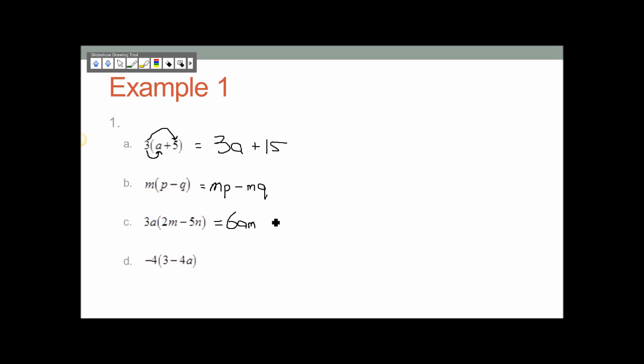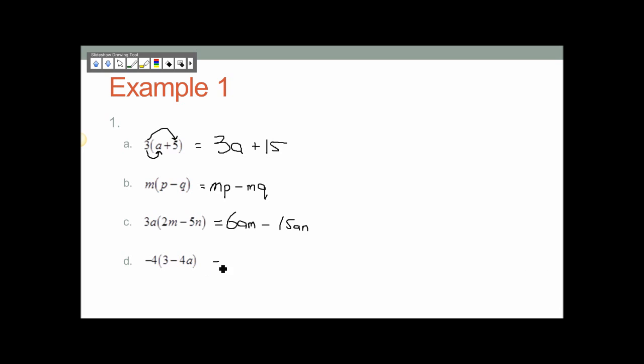Okay, here is 3a, and we're going to multiply it by 5n, remembering to keep this minus sign in between. So 3 times 5, doing the numbers first again, is 15, and then putting the letters at the end, a times n is an.